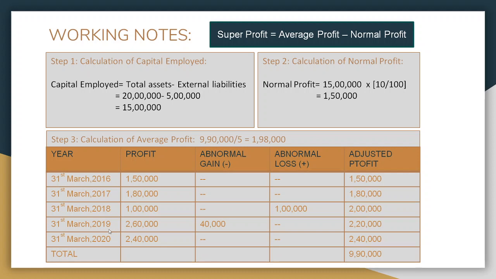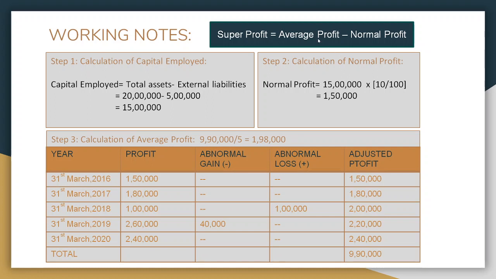Similarly, in 2019, an abnormal gain was given to you which has already been added. So therefore now we are going to subtract it. So 2,60,000 minus 40,000 gives you 2,20,000. Now these are the adjusted profits. We find out the total of all these adjusted profits. That amounts to 9,90,000. Therefore, average profit is equal to 9,90,000 divided by 5, since 5 years' profit was given to you, which is equal to 1,98,000.